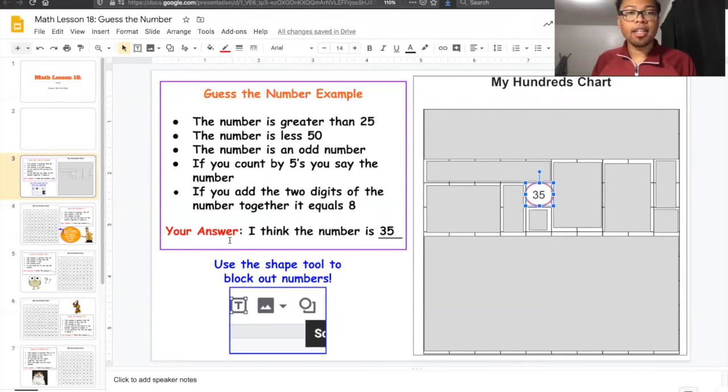And lastly, if you add the two digits of the number together, it equals 8. So a lot of the questions in this are going to ask you to look at the two digits of the number. So 3 and 5 are the two digits. And if I add 3 plus 5, I get 8. So the number 35 makes all of these statements true. So I know this is my answer. So I solved this number puzzle.